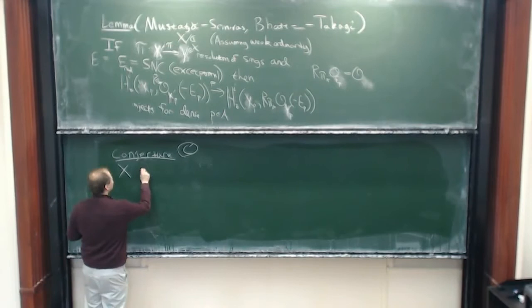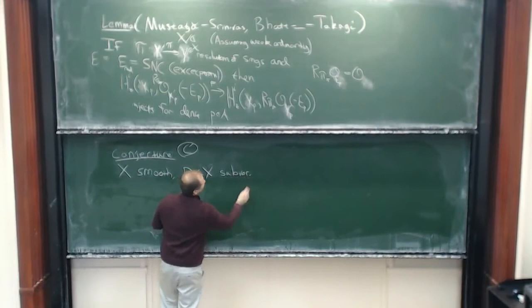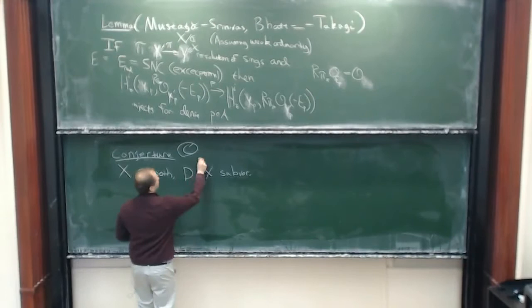Let's say X is smooth. D inside of X is some kind of subvariety. It actually reduces to the divisor case, so that's why I'm going to write it like D is a divisor. So I'm going to state another conjecture. This X is smooth over C.